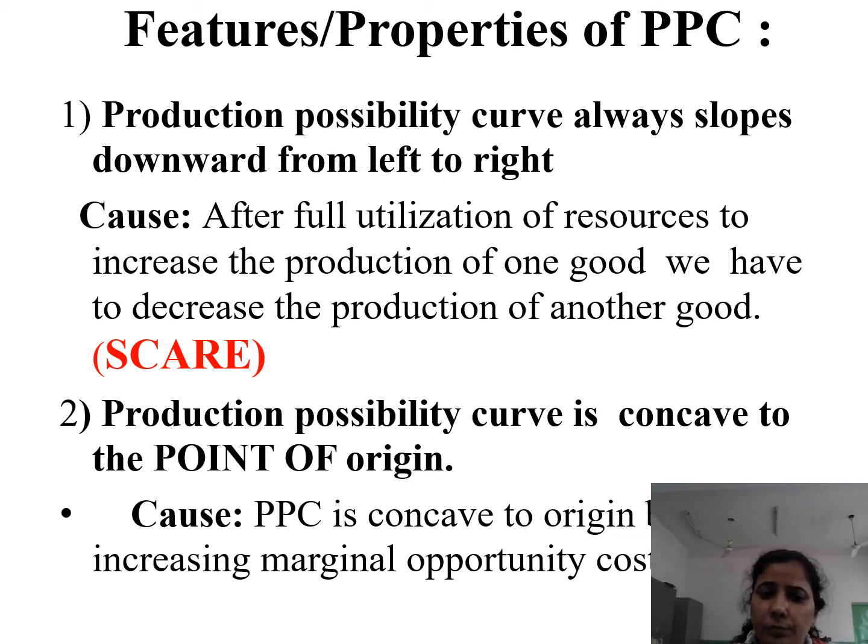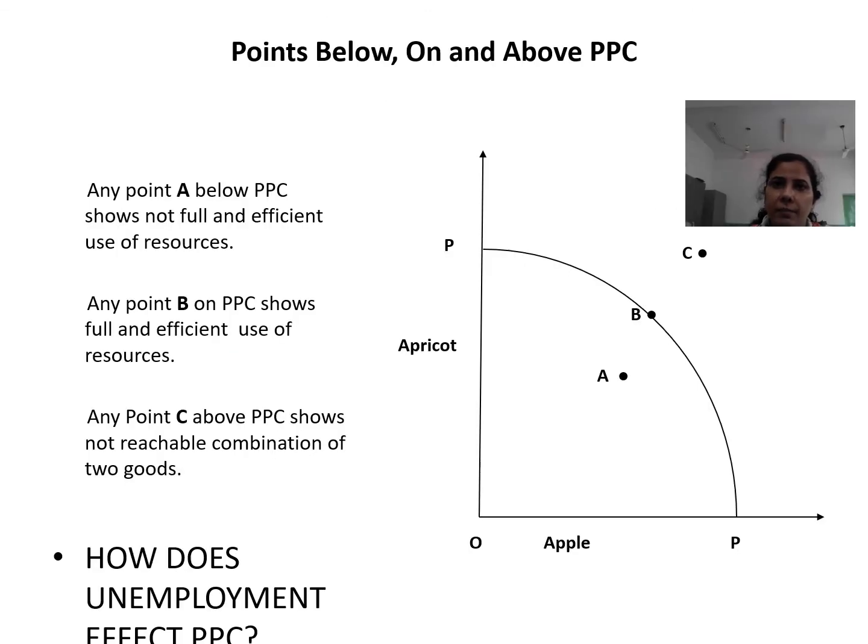Secondly, the production possibility curve is concave to the point of origin. It is concave in shape because rising MOC is the reason. Increase in marginal opportunity cost, 1:1, 1:2, 1:3, 1:4, 1:5, that is the cause of rising MOC and concave PPC.